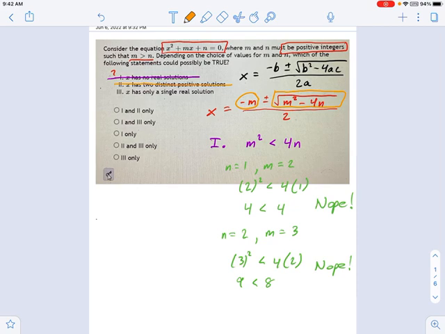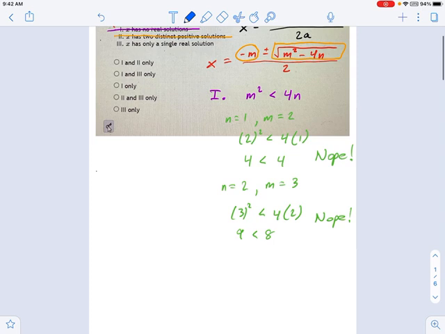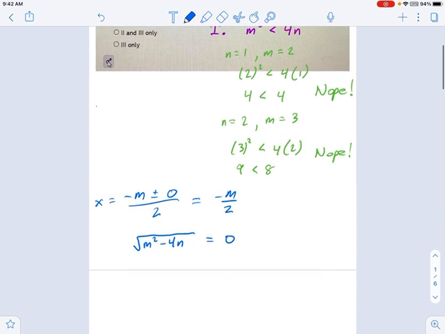Well, that may be true. Let's see what it would take to make that one true. A single positive real solution. That means we're getting something like this. x equals negative m plus or minus 0 over 2. And that would be negative m over 2. That's a single real solution. Well, how does that happen? That requires that m squared minus 4n equals 0. Is that possible? Well, can m squared be equal to 4n? Square root each side. Can m be equal to 2 times the square root of n?